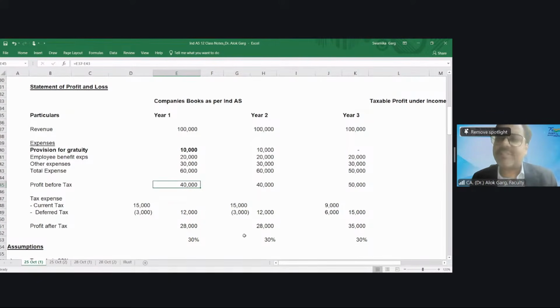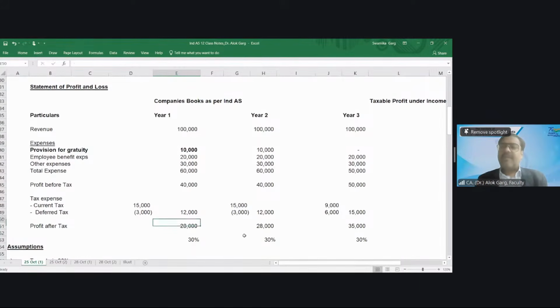What is the tax rate in this case? In year 1, what was the prevailing tax rate? 30%. So if I multiply the profit before tax by the tax rate, my total tax expense should be 12,000. My accounting profit before tax is 40,000, and the tax rate is 30%. What is 40,000 multiplied by 30%? 12,000. Can I see 12,000 here? Yes, 12,000 is there. 15 minus 3 is 12,000. It means my equation is right. And this is my profit after tax. Is that clear?